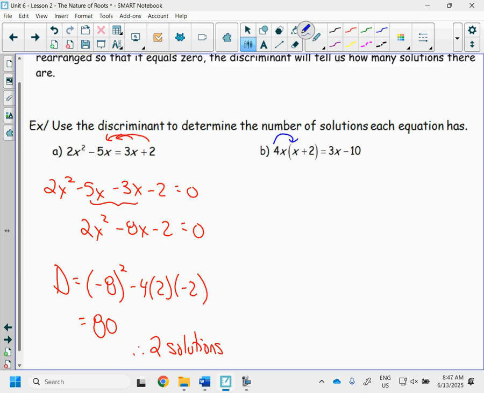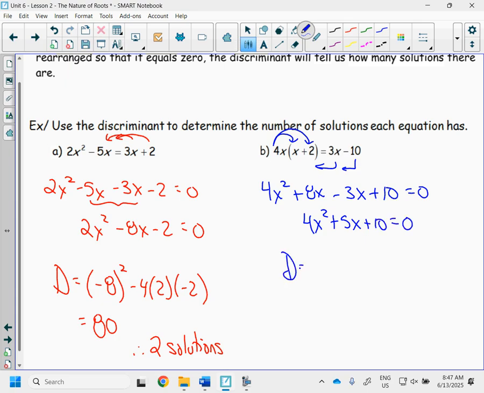We're going to expand our brackets. 4x squared plus 8x. We're going to bring things over to the other side because I need to make it equal 0. Do the opposite operation. All right, 4x squared and 5x and 10. Standard form equal to 0. Job 1. Okay, let's discriminate here.